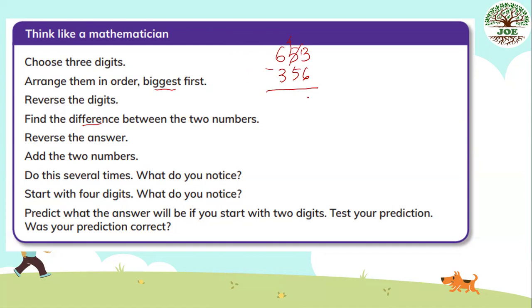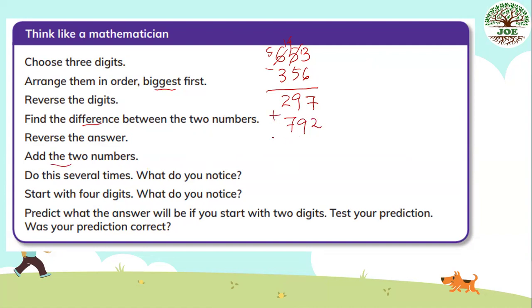13 minus 6 is 7. 4, 4, and this is 14 minus 5 is 9. 5, 3 is 2. 2 times 7. So the difference between these two numbers is 297. Reverse the answer. The answer is 792. And add the two numbers.